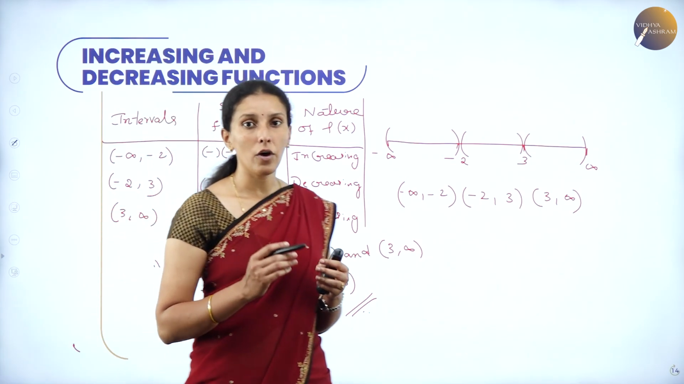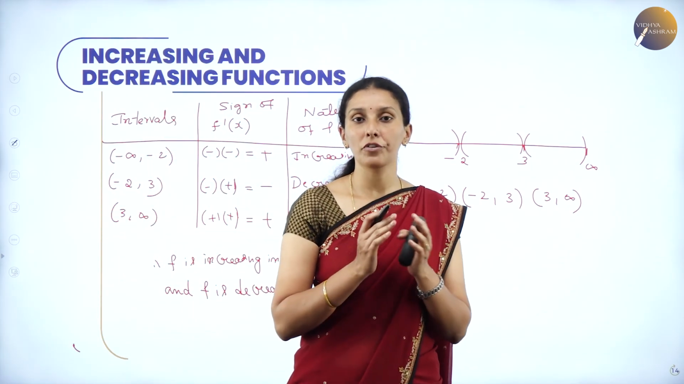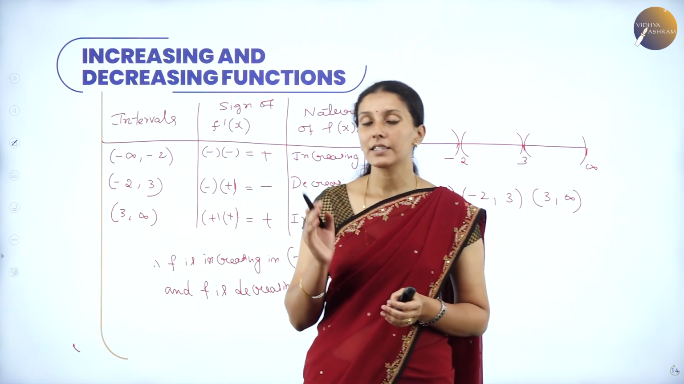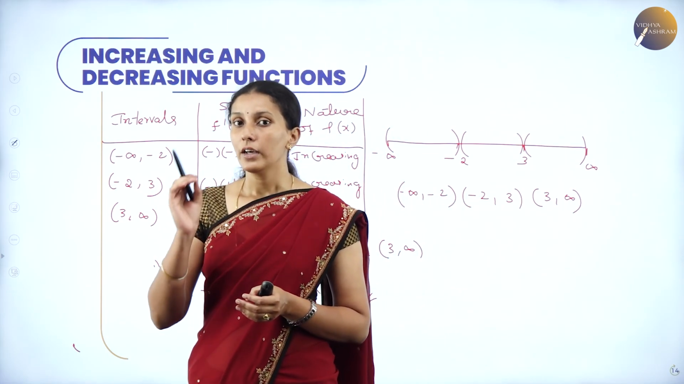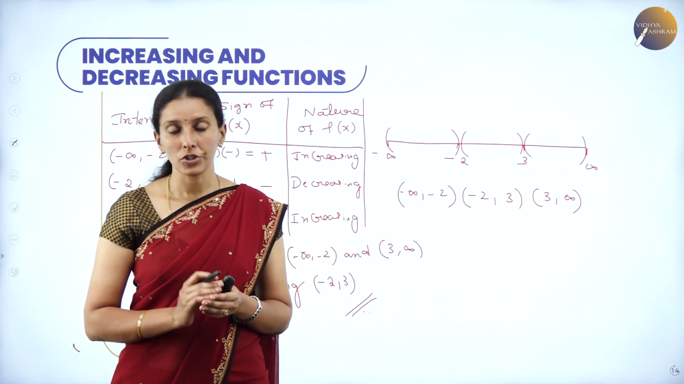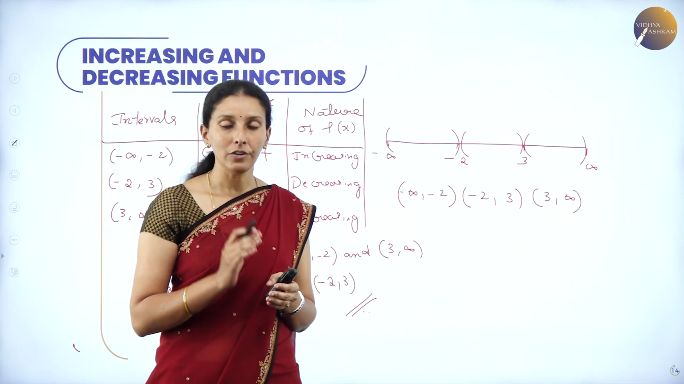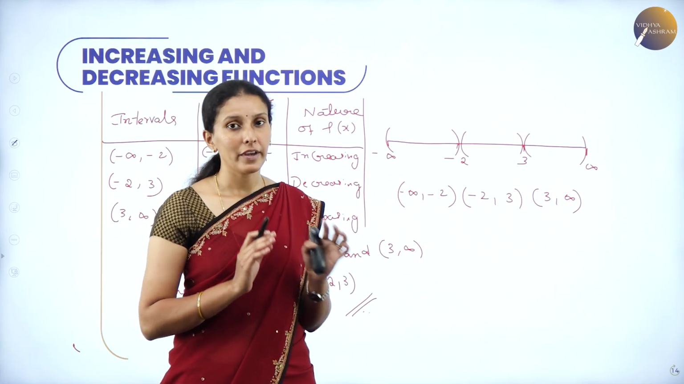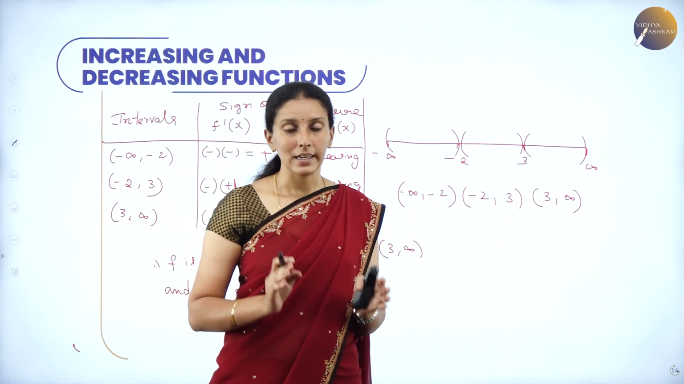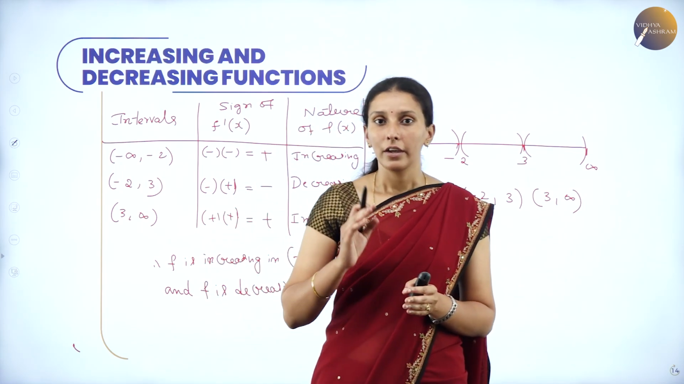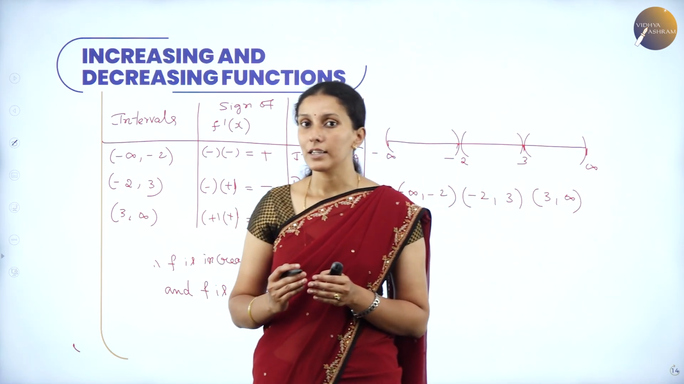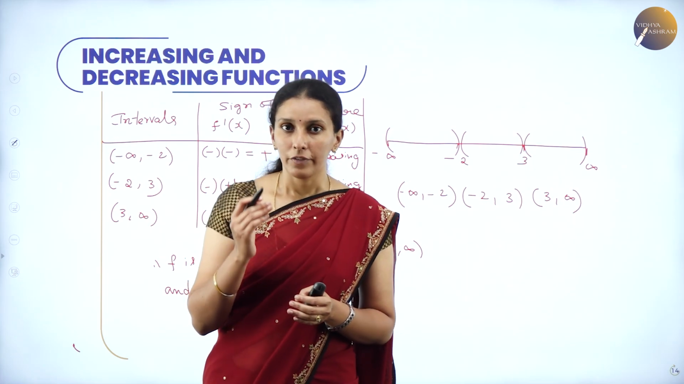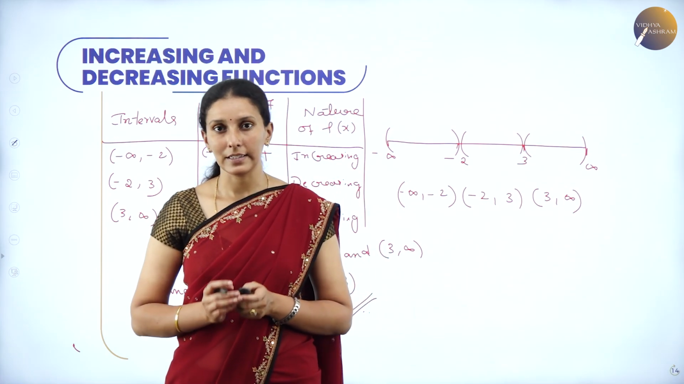This is how we are going to identify the nature of the function, whether it is increasing or decreasing, by knowing whether the derivative of the function is positive or negative or 0. If f dash of x is completely 0, it is clearly a constant function. If it is positive, then it is an increasing function. If it is negative, it is a decreasing function.